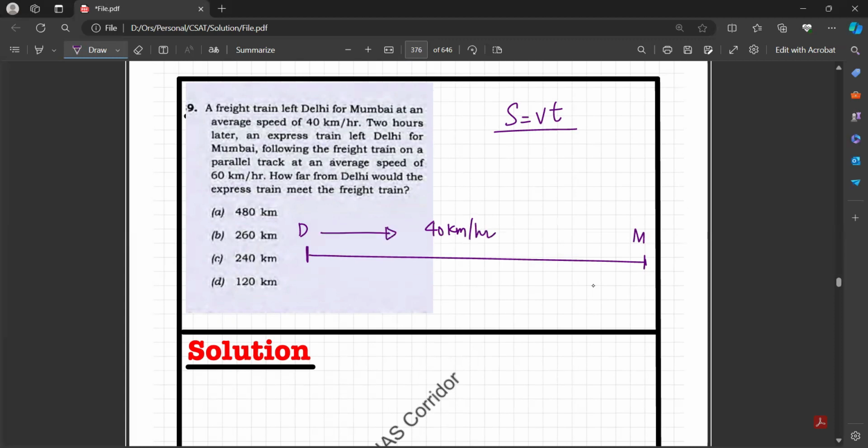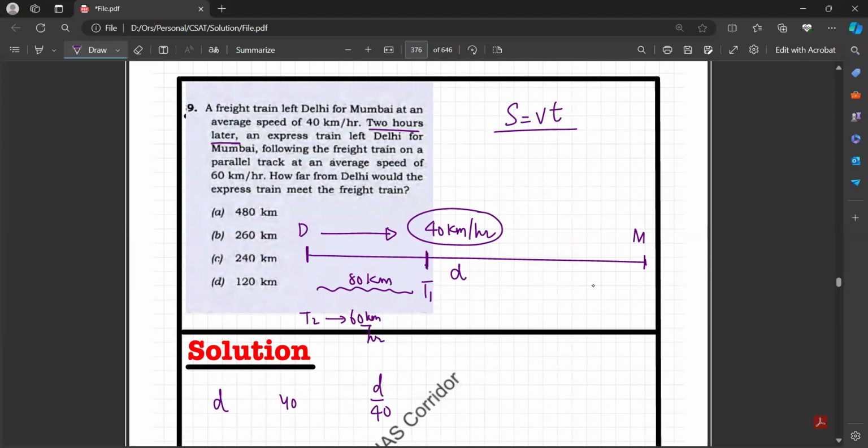Is it clear? Now suppose the distance is D. Distance is D, speed is 40 kilometer per hour, we will use this logic, time will be D by 40. Is it clear? 2 hours later an express train left Delhi for Mumbai following the freight train on a parallel track at an average speed of 60 km per hour. So after 2 hours, if this is going at 40 kilometer per hour, where will it be? Here. This will be the train 1 at a distance of 80 kilometers away from the next train which is beginning at a speed of 60 km per hour.